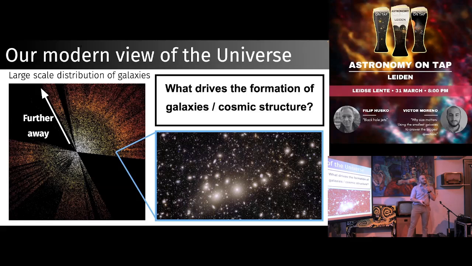So a question that naturally arises by looking at the distribution of structure on large scales, and also the diversity of galaxies, is what drives the formation of galaxies and the structure that we see in the universe. Right? Obviously gravity is going to play a role, but what is the source of gravity? Is it just the stars that we see that are driving this formation, or is it something else?